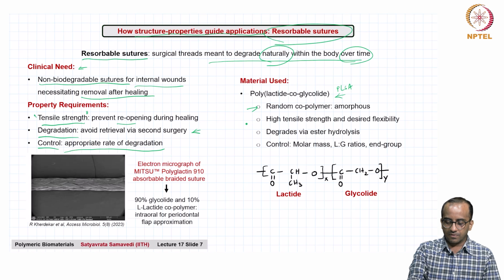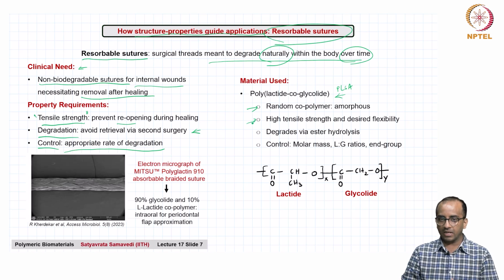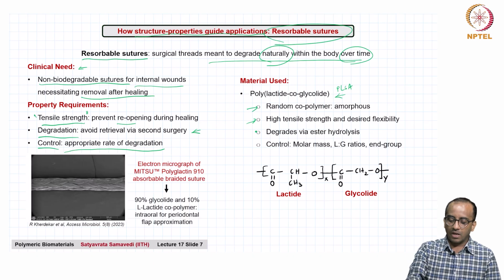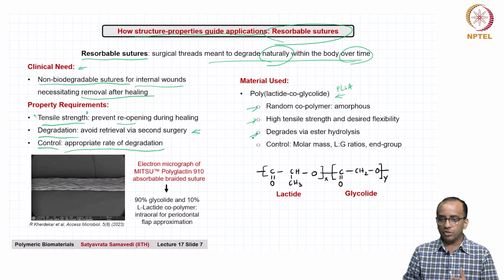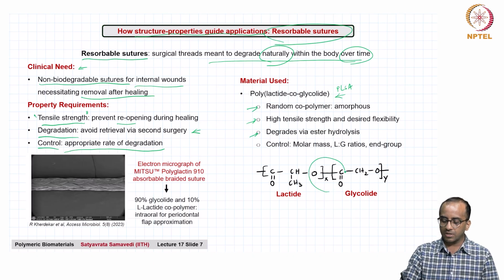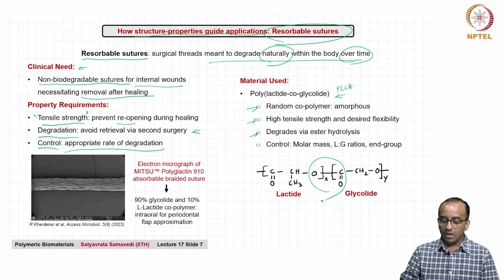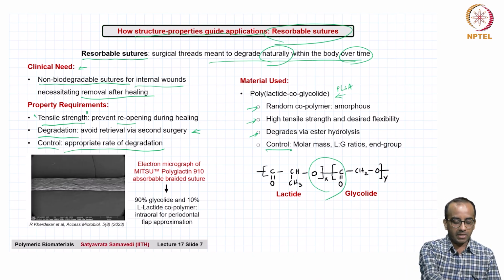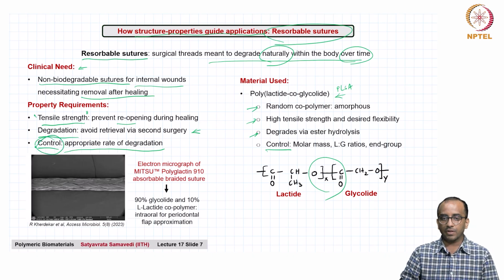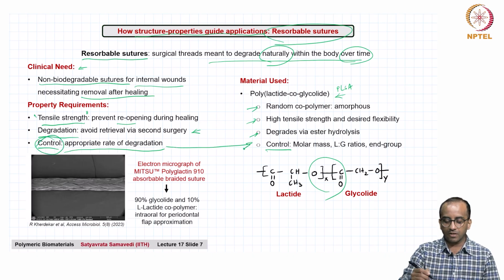It has fairly high tensile strength and yet has desired flexibility, because you want the surgeon to be able to work within the oral cavity and make the knots. And PLGA, because there are ester bonds, can undergo ester hydrolysis within the body, and the degradation can be controlled, right?